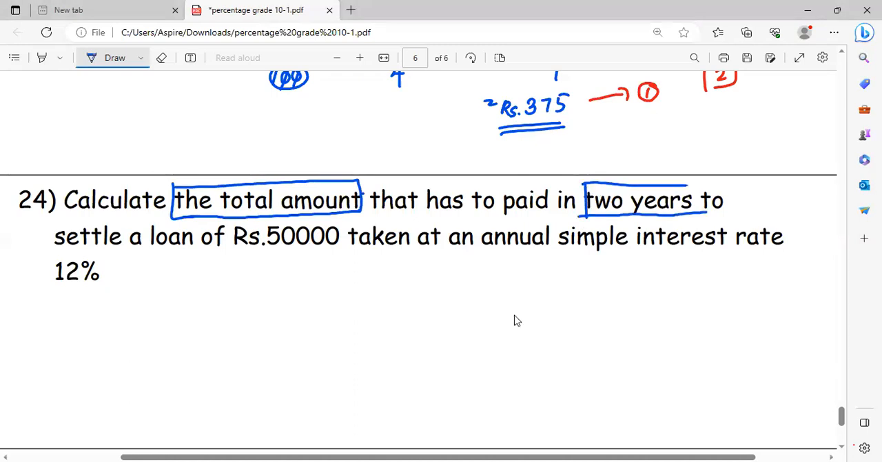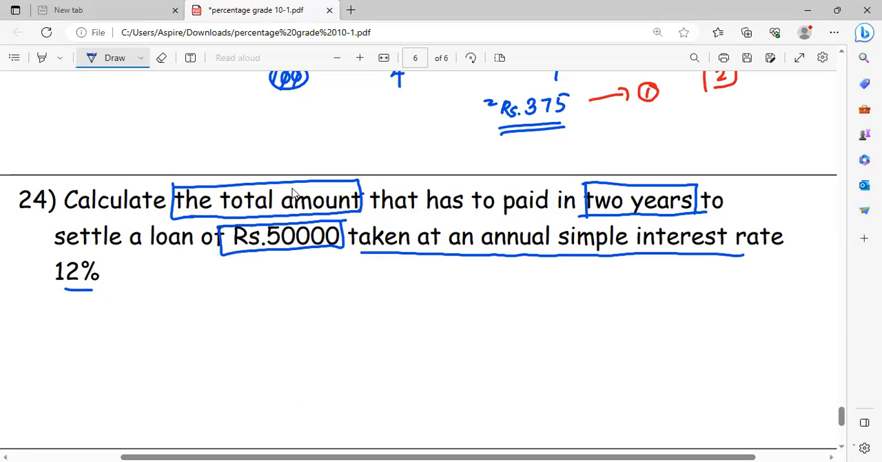Then these are very important words in this question. Okay? To settle a loan of 50,000. We are going to settle a loan. Taken at an annual simple interest rate of 12%. A loan taken under a 12% annual simple interest rate, and we are going to settle it within how long? It is within 2 years. Within 2 years, right?